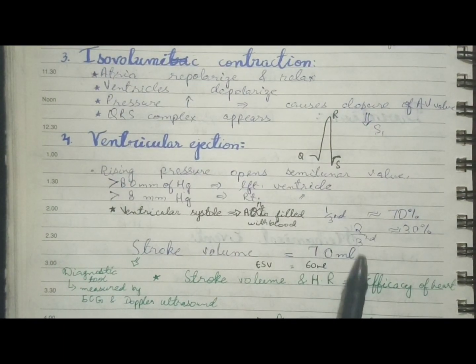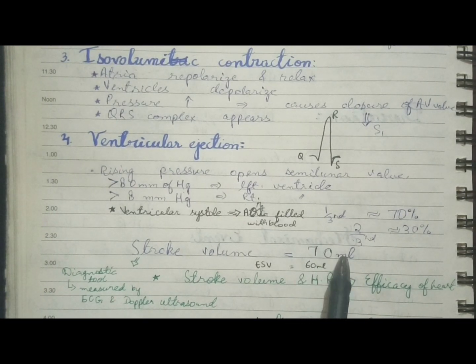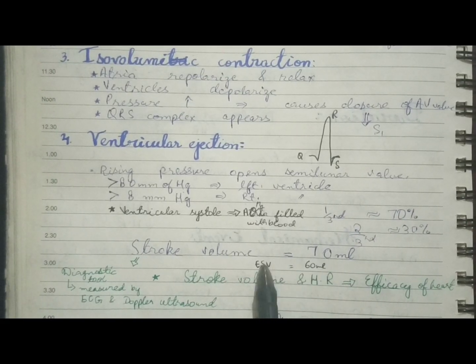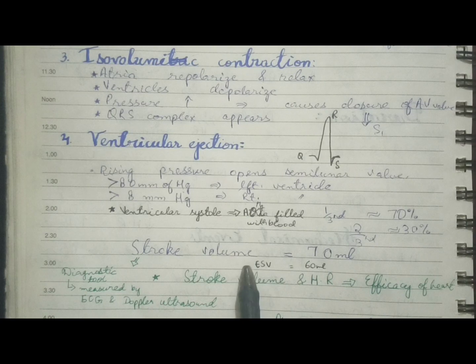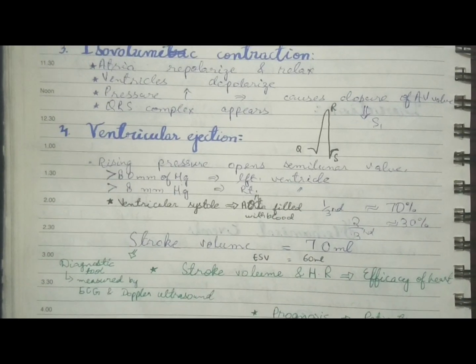How much blood was there in the ventricles at the end of the diastole of the ventricles? Very good. There was 130 ml of blood. So 60 ml of blood is not pumped into the aorta from the ventricles, which is called the end systolic volume, i.e., the volume of the blood present even after the ventricles have undergone systole. Okay, that's the stroke volume and the efficacy of the heart.